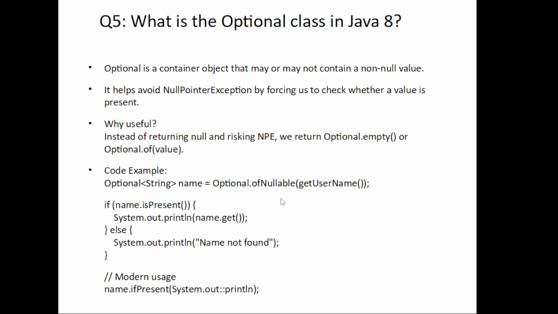So in this example, Optional.ofNullable means we might get a non-null or null result, and isPresent checks if a value exists. Here, get retrieves the value but only if it's present, and you can also use ifPresent or orElse for cleaner code. With Optional, you are forced to check for null, which leads to safer and cleaner code.